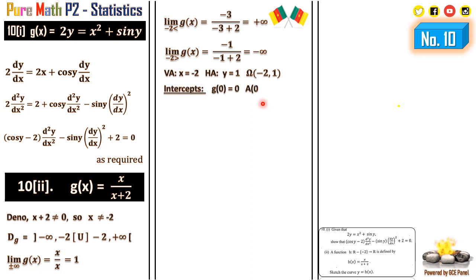Next thing, we need the gradient function. Or before that, you can get the intercept. So these are the values where the curve cuts the coordinate axis. When x equals 0, in this particular function, y equals 0. So the intercept is just the point 0, 0.